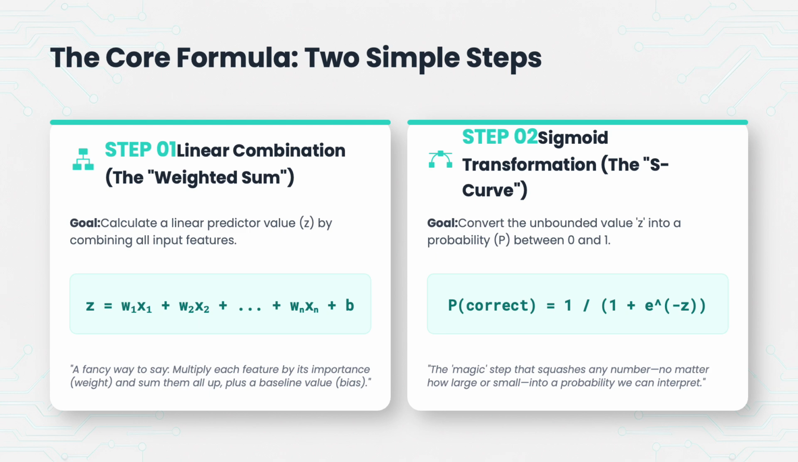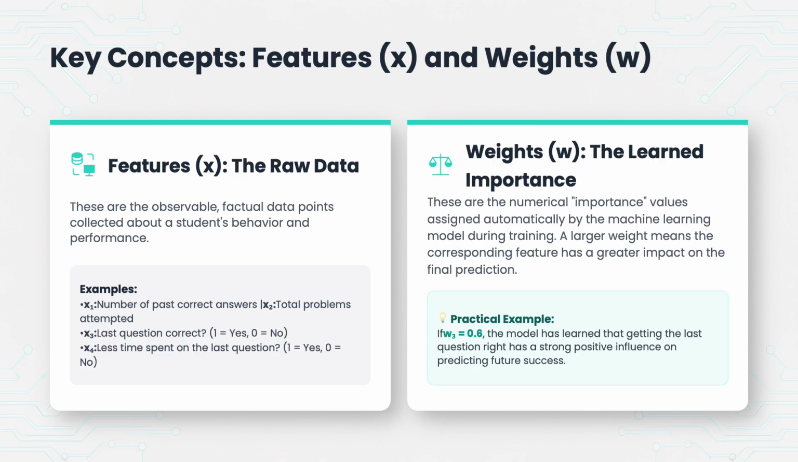It's the crucial step that transforms our unbounded z-score into a value between 0 and 1, which we interpret as a probability of success or failure. That's it. 2 steps to turn raw data into actionable probabilities. Let's break down the key components.